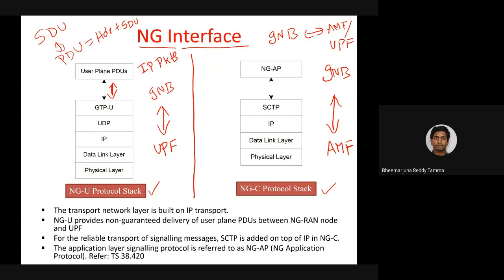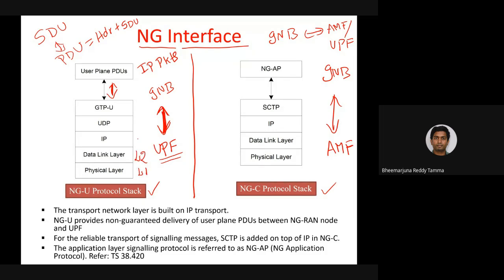So we have these IP packets at the base station. And what is being shown here is when the base station wants to talk with the UPF. The base station and UPF are talking with each other. These IP packets, which might have come from the user, will be sent over this particular protocol stack. So these are like layer 2 and layer 1. It could be any of the layer 1 and layer 2.